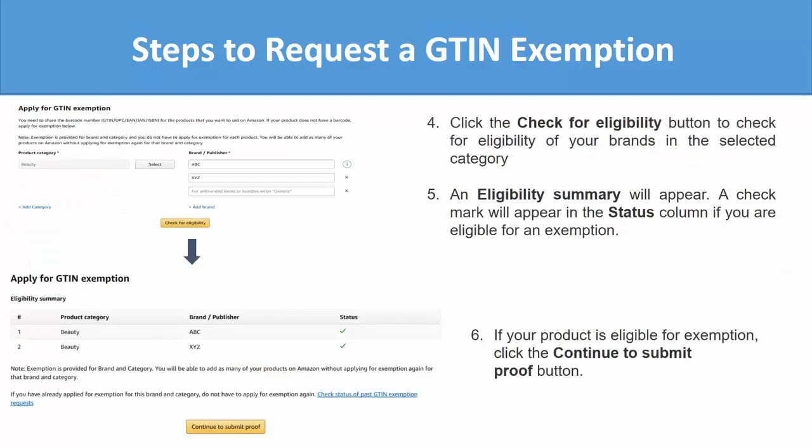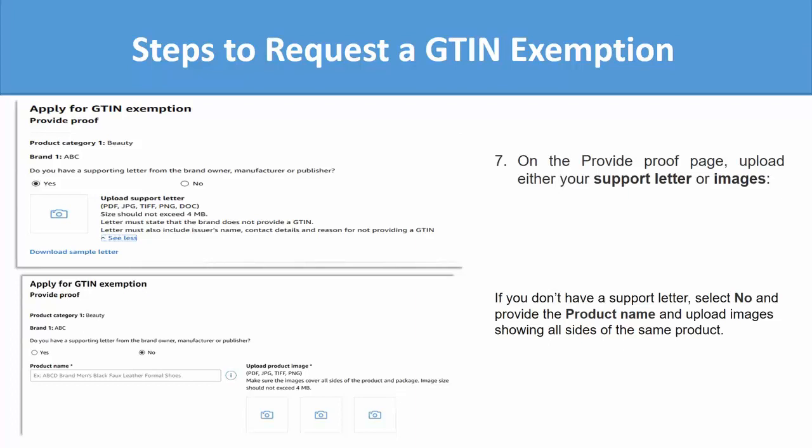While you click on check for eligibility, you will get an eligibility summary, which would tell you if you can get a GTIN exemption for this category and this brand. If the status says a check mark or a tick mark, you can just click on continue to submit proof, and you can submit the proofs that we spoke about in the previous slides. That is, either you need to submit the support letter with all the three prerequisites, or you can submit your branded product images or unbranded product images.